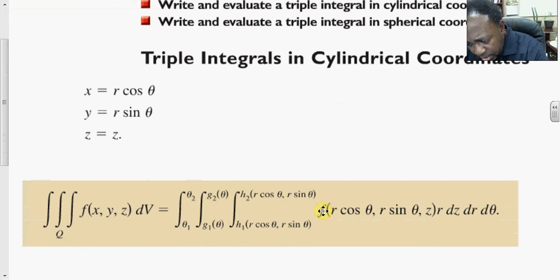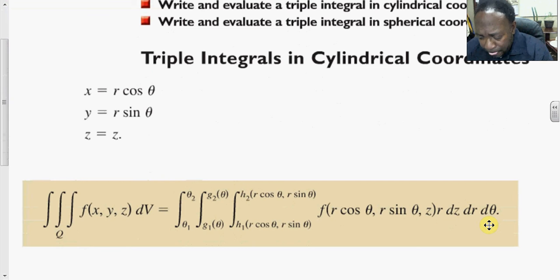The function is f of x, y, z, where x is r cosine theta, y is r sine theta, and z is z, with the factor, you recall from before, dealing with the double integral converting to polar coordinates, we have the factor of r. Since this is in space, we have dz, dr, d theta.